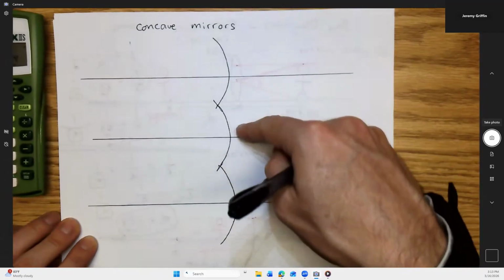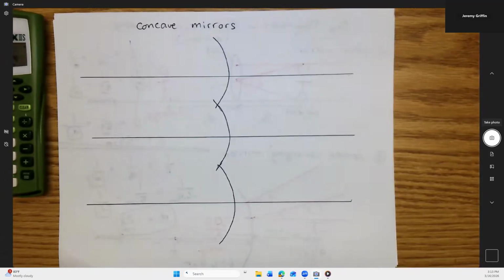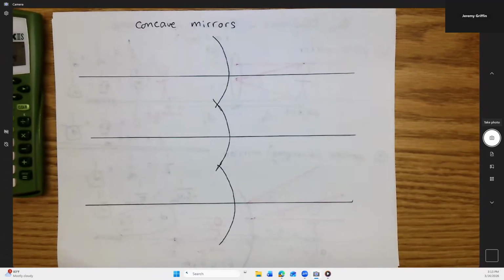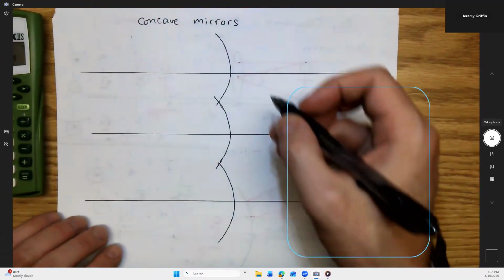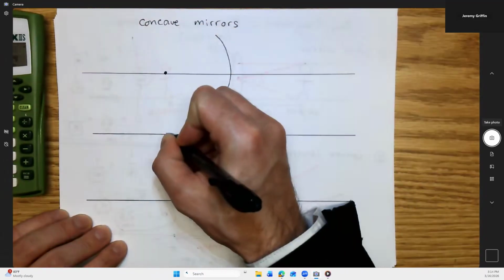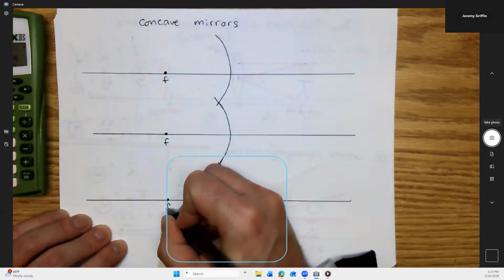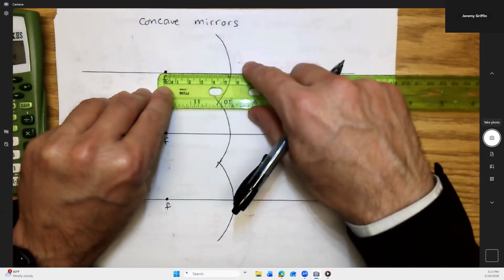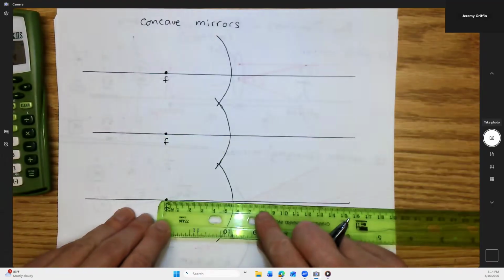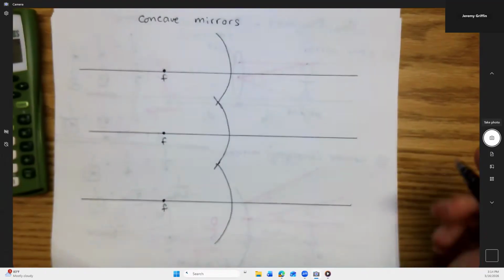Now we need to define how tightly curved these mirrors are. Let's make sure I get a good example for you guys. Let's make it all the same. Let's put a focal point right about here for all these. I'll call this focal point, focal point, focal point. We can use the same equation as we did before, so you can predict with an equation. Looks like I put about 5.5 centimeters on pretty much all 3 of these.